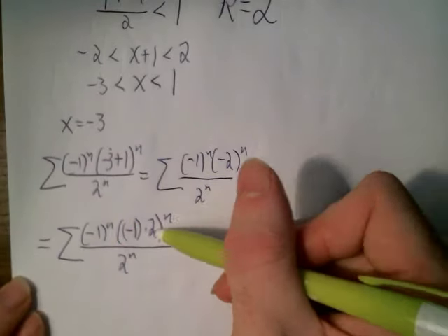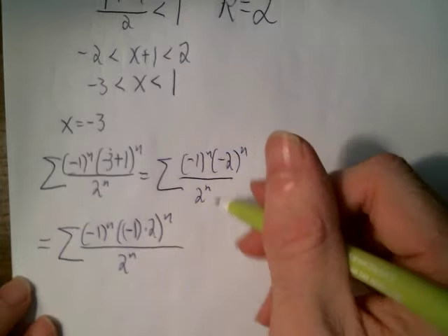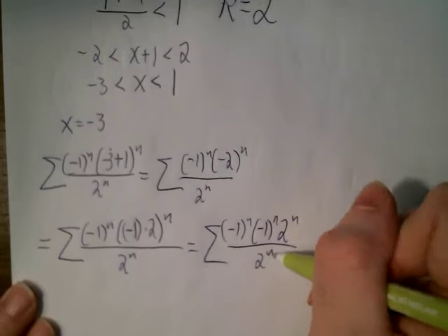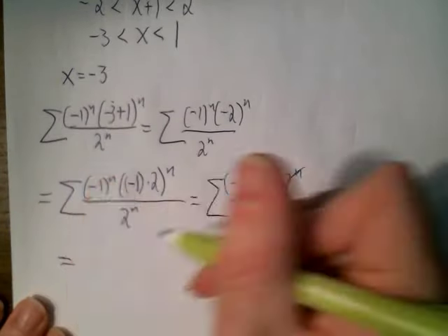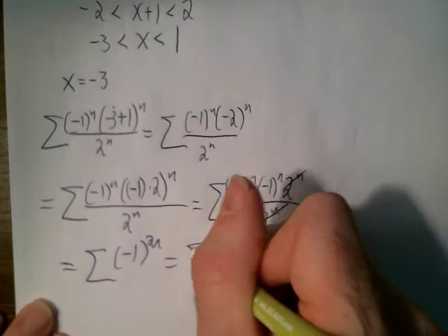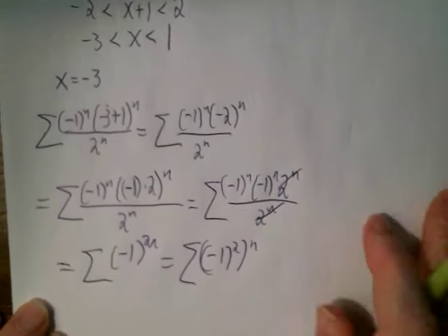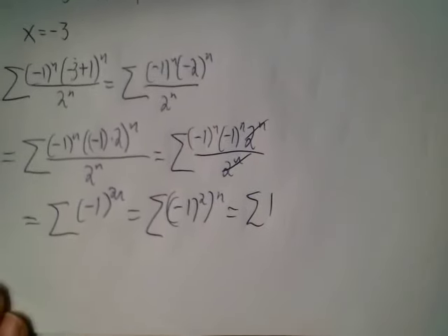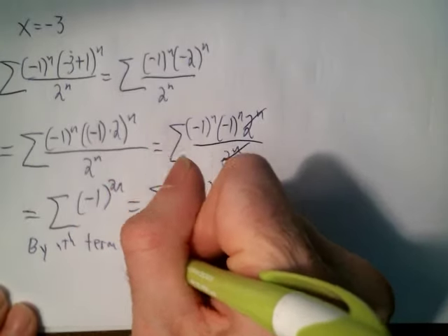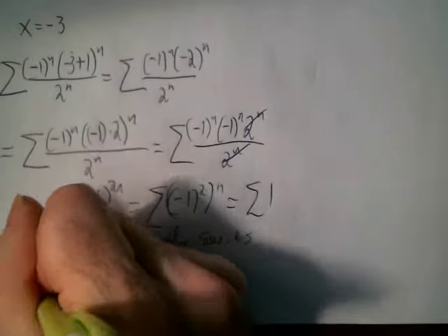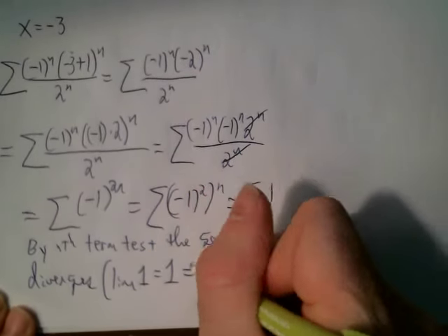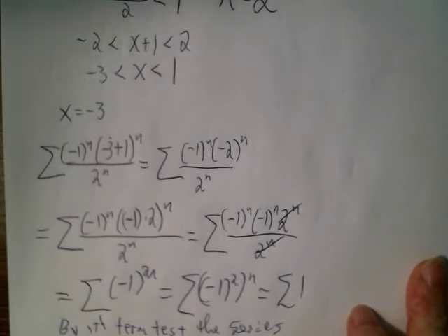Then the product to a power rule tells me this will turn into (-1)^n times 2^n. So this will be the sum of (-1)^n times (-1)^n times 2^n all over 2^n. The 2^n's divide out, and finally we're left with the sum of (-1)^(n+n), which is 2n. That's equal to ((-1)^2)^n, which is equal to the sum of 1. Then by the nth term test, obviously, this thing will diverge. Why? Because the limit of the terms of the series is equal to 1, which is not 0. So that endpoint is divergent.